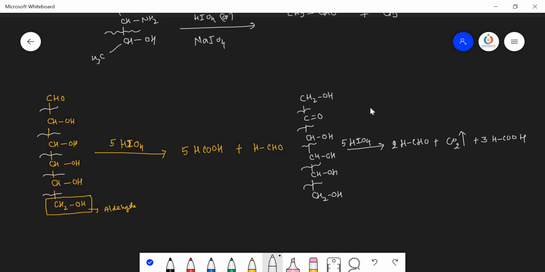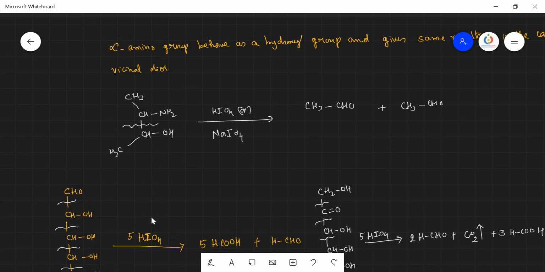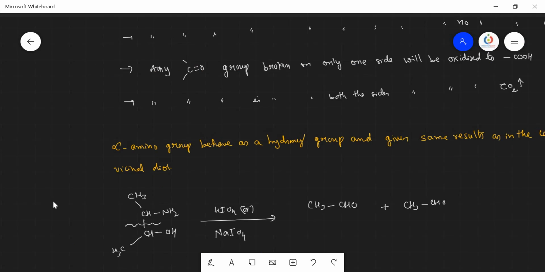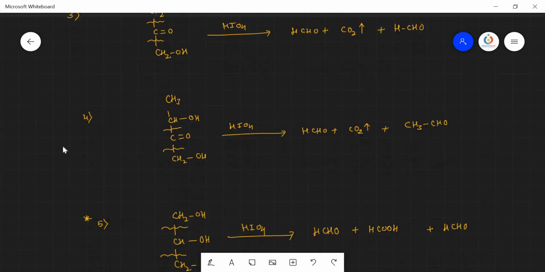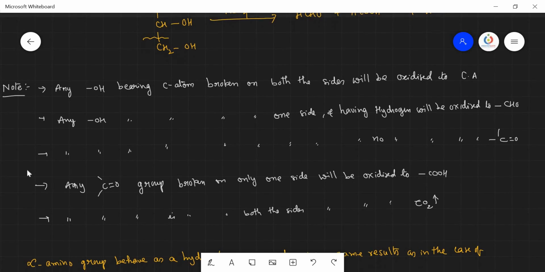So in this way, these oxidizing agents actually work. So hope you understand this one, how periodic acid NaIO4 is working. So it is very simple to understand that. The basic thing is these points you need to note down in your notebook. So if you remember one or two examples, that is enough, not all the examples.